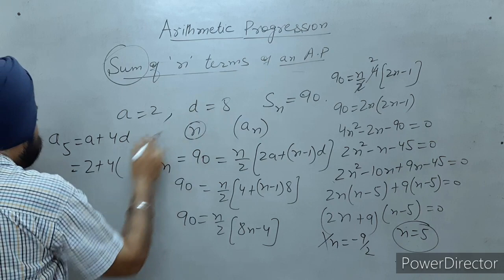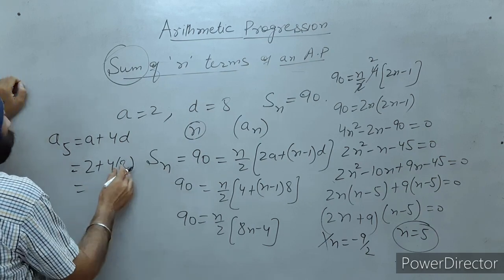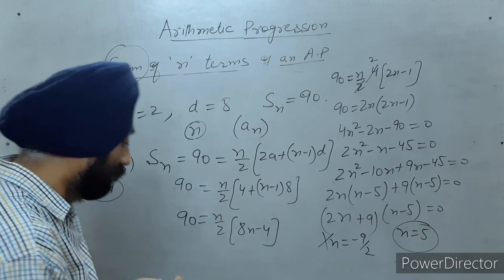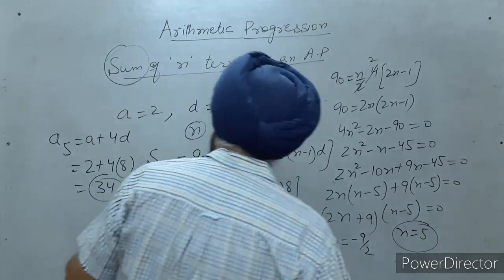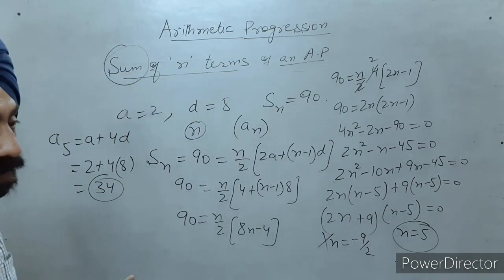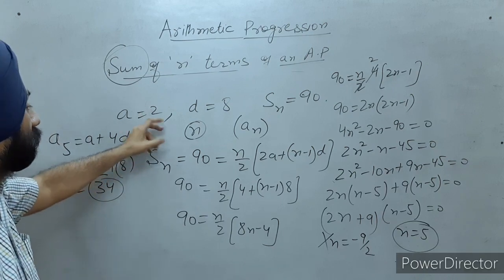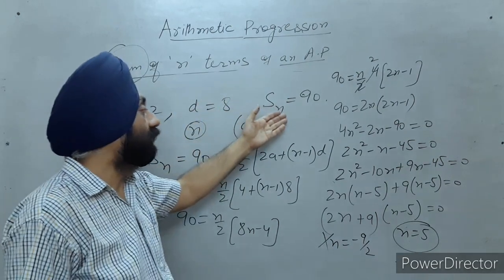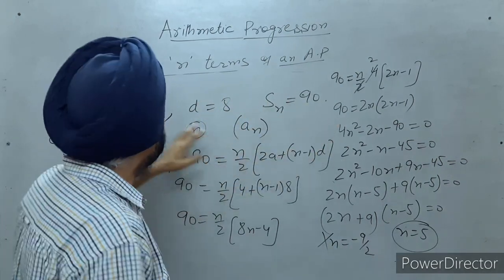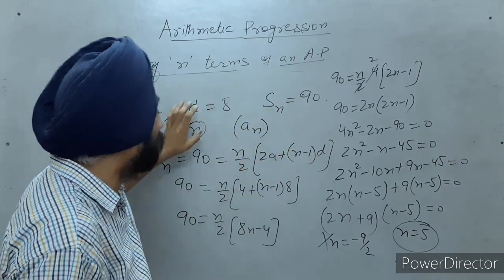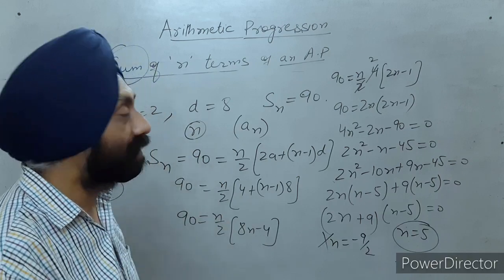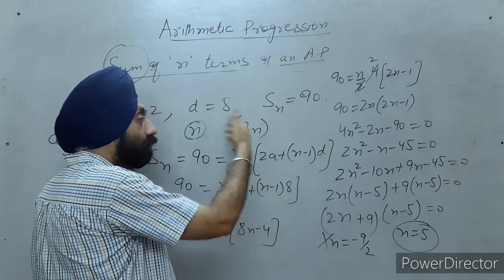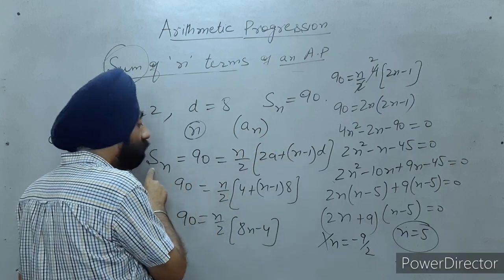a5 is 8, that is 32 plus 2, 34. So what is the fifth term? 34. This is the way you find the nth term and the sum of n terms. If a is given, d is given and n is given, we can calculate the sum of specific terms, any 15 terms or 12 terms, by using this formula.